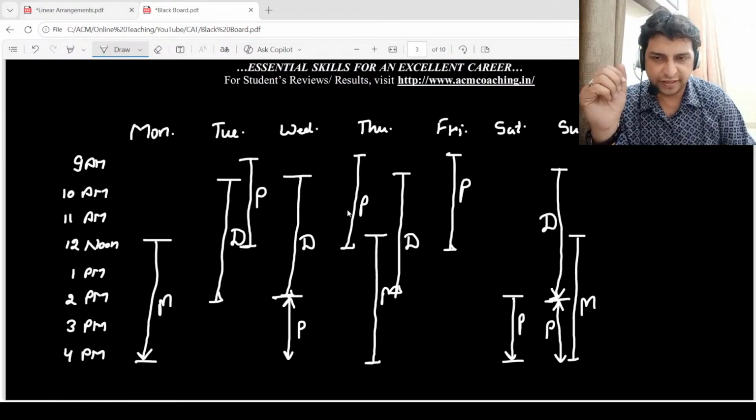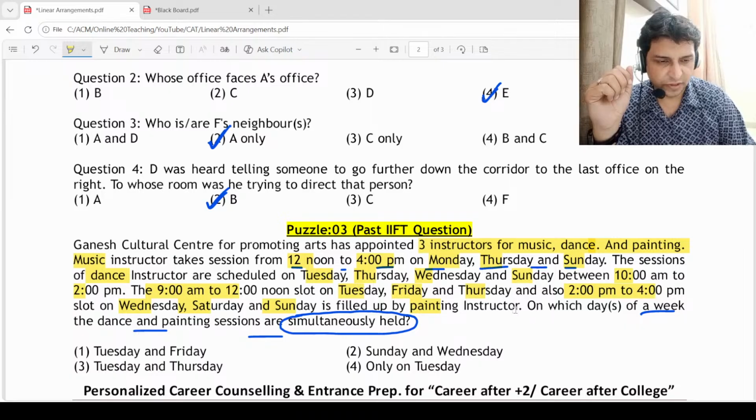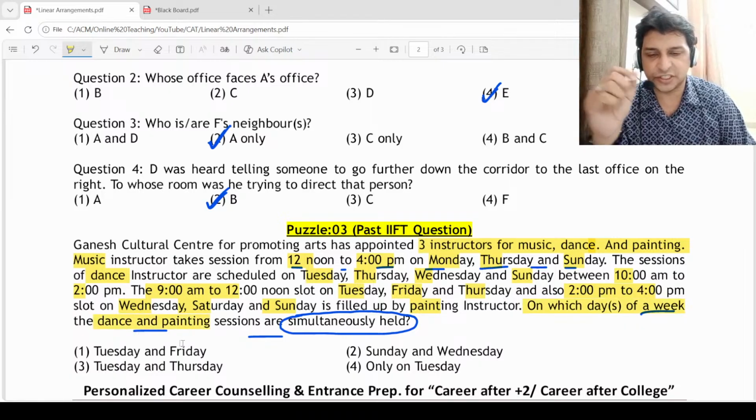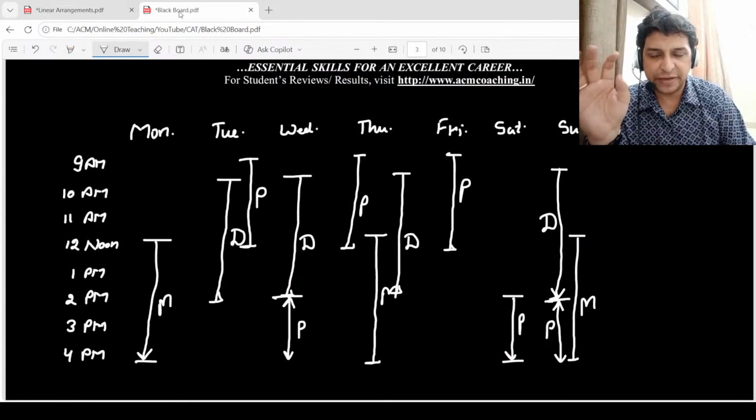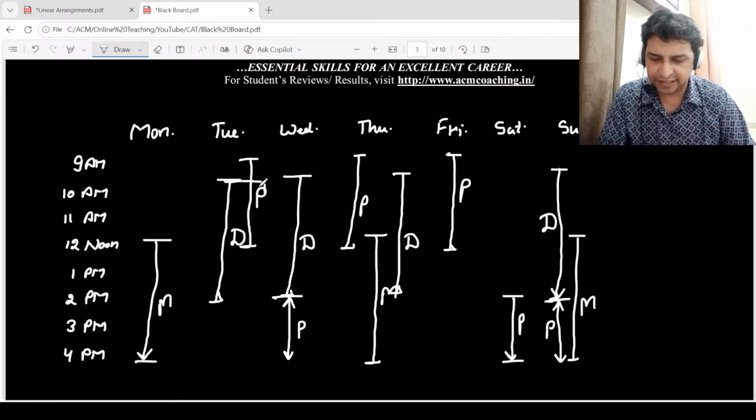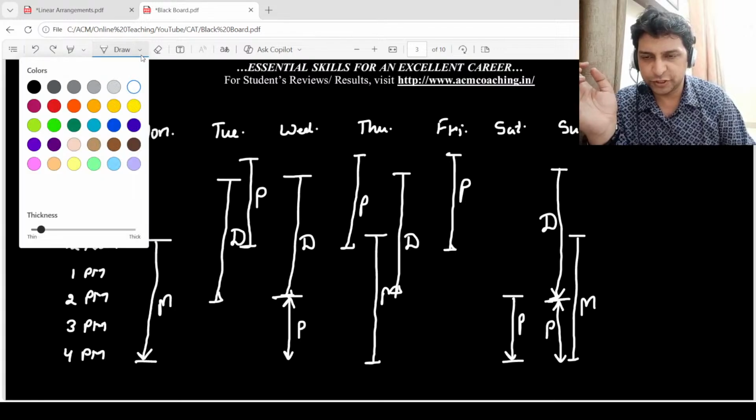Now the question we get is, on which days of the week are the dance and painting sessions simultaneously held? Now we have to check only dance and painting. Dance and painting are simultaneously held here on Tuesday.